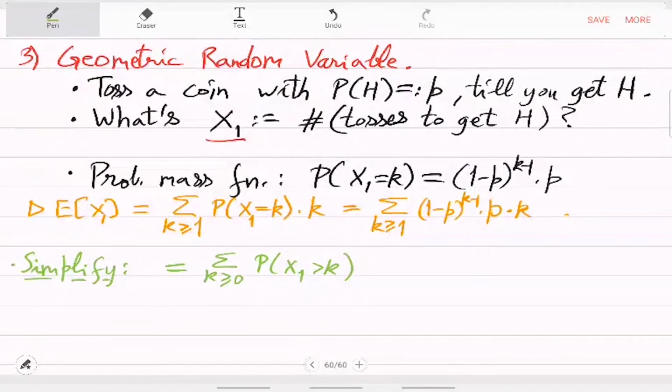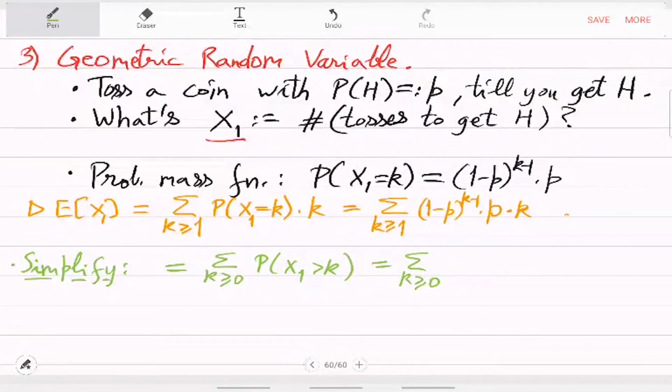Does that happen? In the second sum, the x1 equal to 10 probability will be appearing for k values 0 to 9. K equal to 0 contributes, k equal to 1 contributes, up to k equal to 9 contributes. So in the second sum it appears exactly 10 times. At k equal to 10 its contribution stops. So you can rewrite that sum as this. And I did this because computing this probability becomes easier. It's a simpler expression.